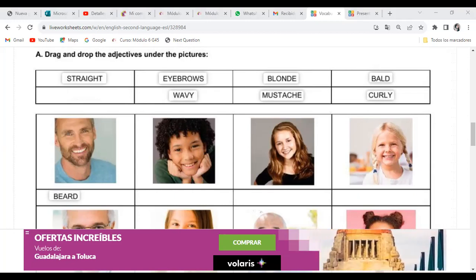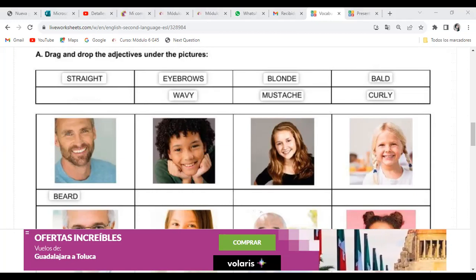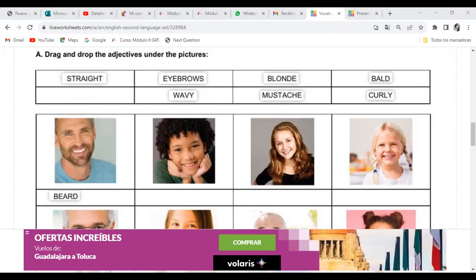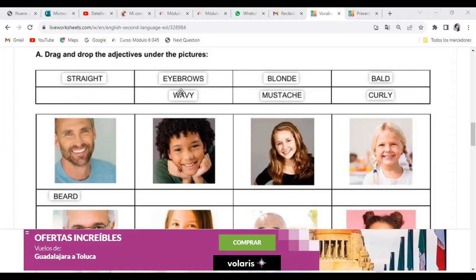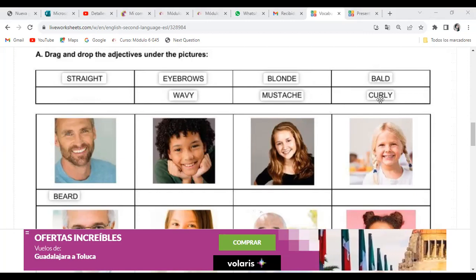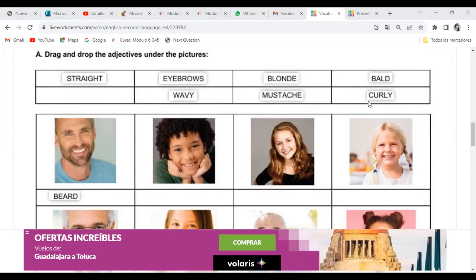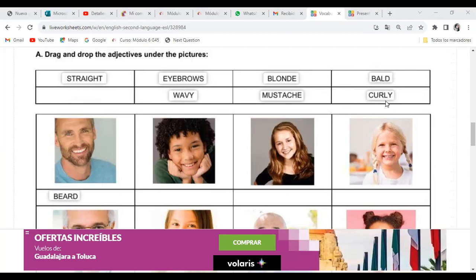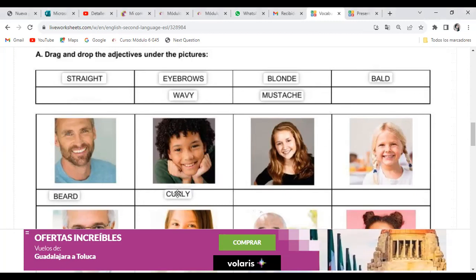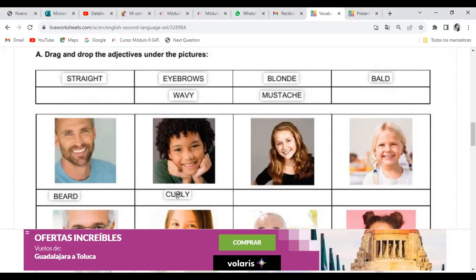Puedes utilizar he, porque es el niño, nada más es él. ¿Cuál de estas palabras utilizas para cabello chino? Es curly. Curly, okay. He has curly hair. Así lo diríamos. ¿Están de acuerdo? He has curly hair.